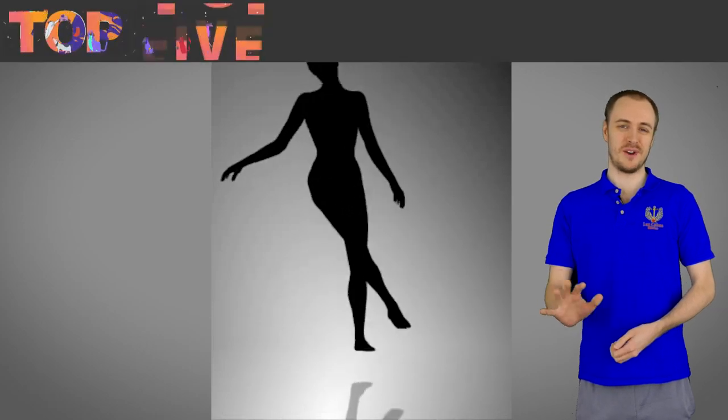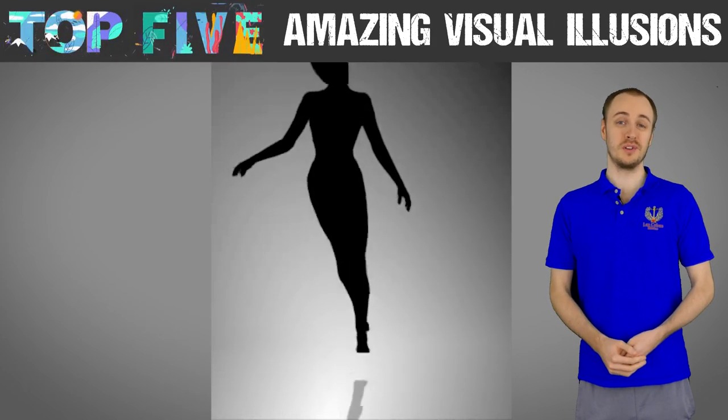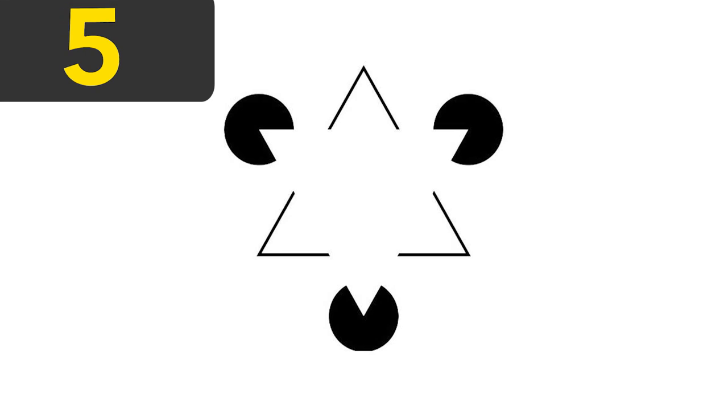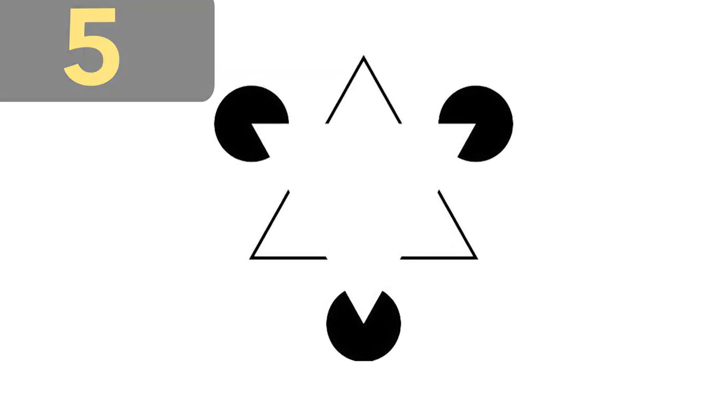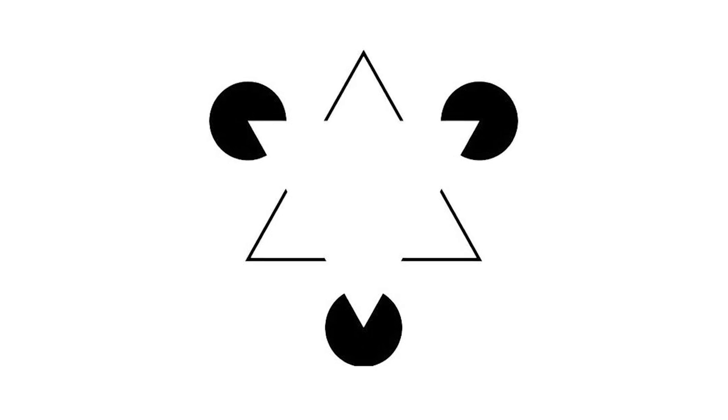Today's video is on the top 5 mind-boggling visual illusions. Number 5. The Kanizsa Triangle Illusion. When you look at this image, how many triangles do you see?